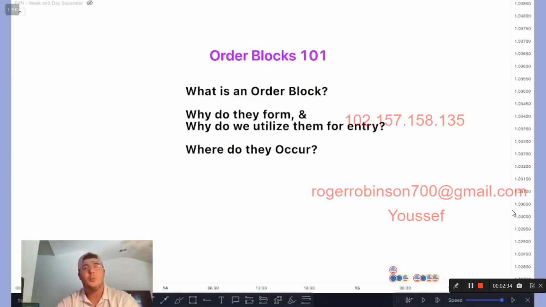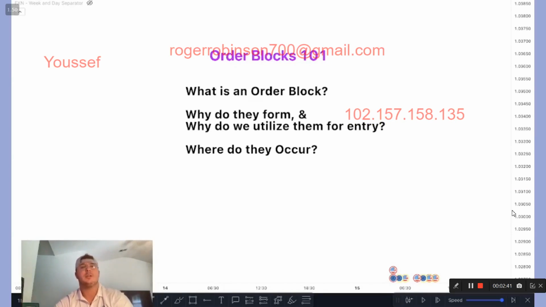Because we know the general area, we need to first dive into the anatomy, understanding the first and most important thing that helps us understand what order blocks are, and those are imbalances. So the first question is, what is an imbalance?